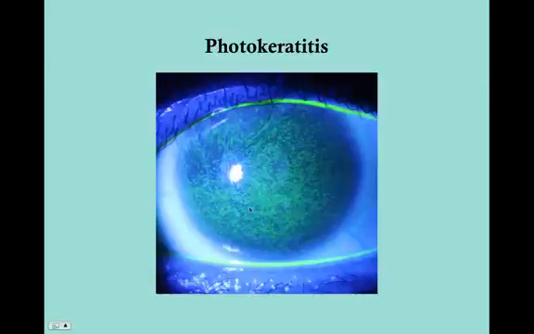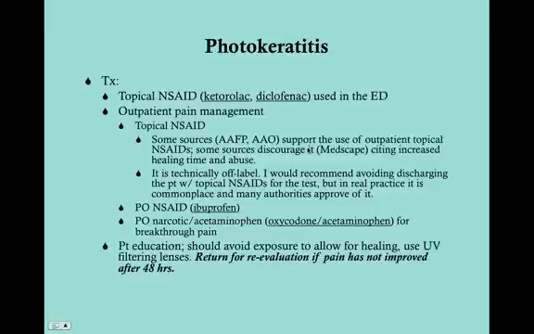Here's another one, a little bit more severe, but you can see again superficial punctate lesions. The treatment, of course, while the patient is there, usually you're going to have to do this in order to examine the patient: a topical NSAID, used either in the ED or in the clinic. You can use ketorolac or diclofenac. There might be more, but these are the two that I'm aware of. This will predictably improve the patient's symptoms.